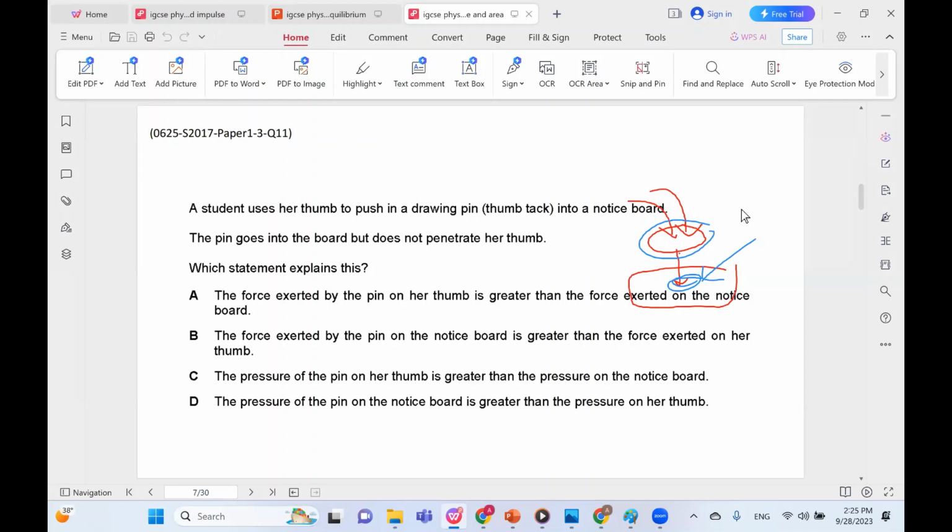So let's see which of the options match our explanation. Is the force exerted by the pin on her thumb greater than that exerted on the notice board? This is wrong, because we said it's the same force. And then B is also wrong for the same reason. So it's either C or D. Which one has greater pressure, on her thumb or on the notice board? Obviously, the choice is choice D. The pressure of the pin on the notice board is greater than the pressure on her thumb, which is why it penetrates the board but does not penetrate the thumb. So the correct choice here is choice D.